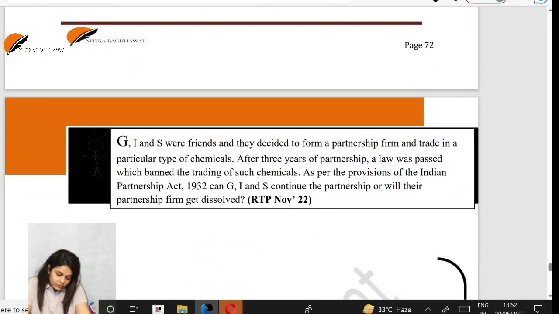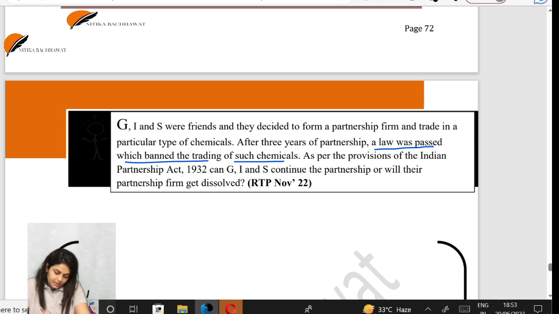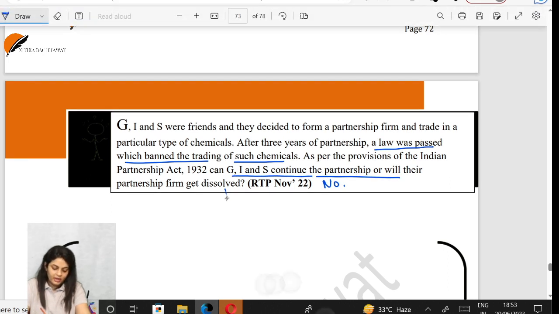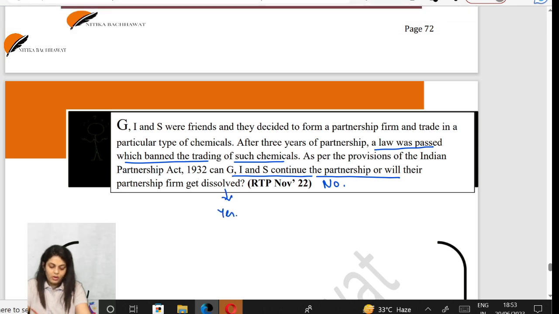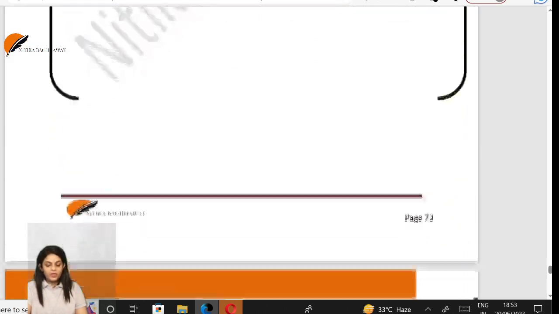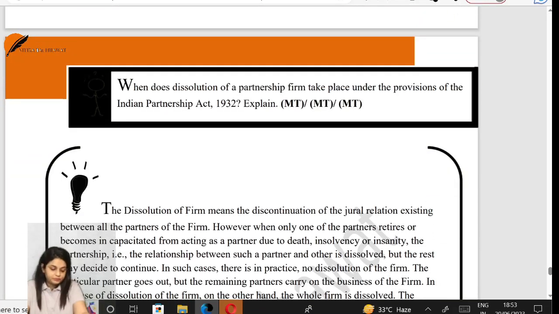G, I and S were friends and they decided to form a partnership firm and trade in a particular type of chemicals. After 3 years of partnership, a law was passed which banned the trading of such chemicals. As per the provisions, can G, I and S continue the partnership or will the firm be dissolved? It will be dissolved. Why? Because now the business has become illegal. And when the business of partnership becomes illegal, the firm has to be dissolved.